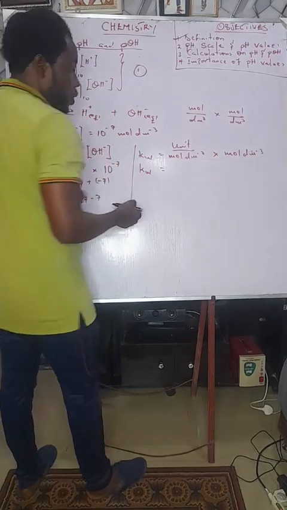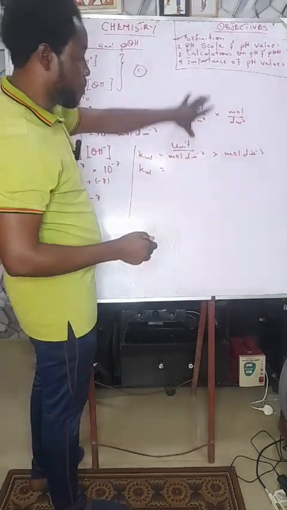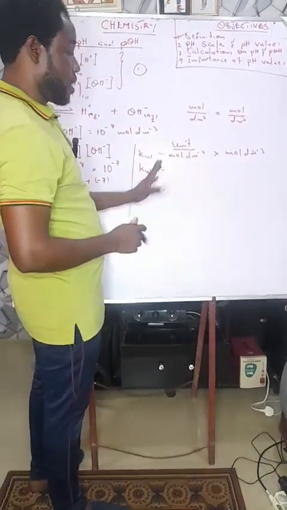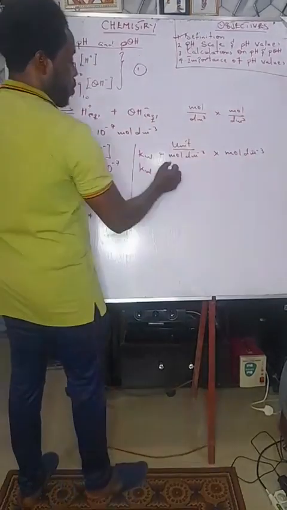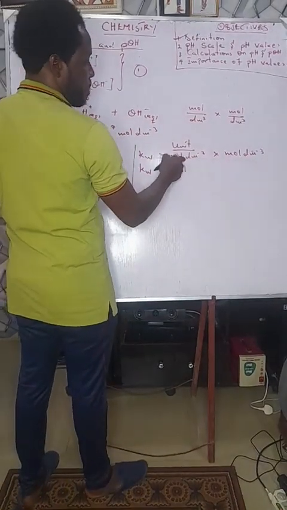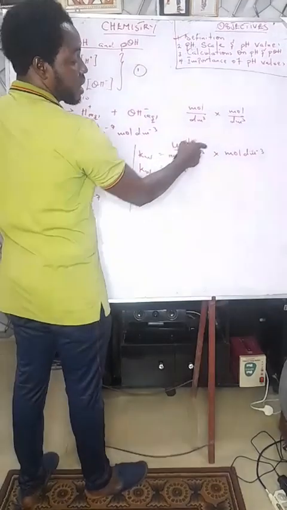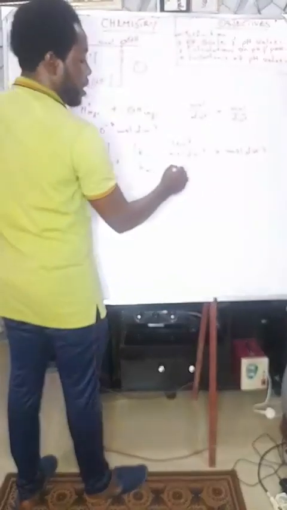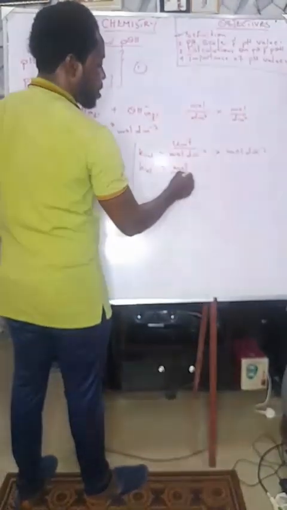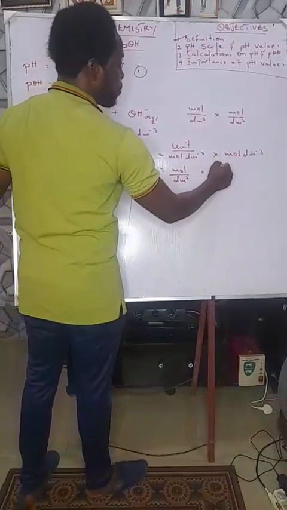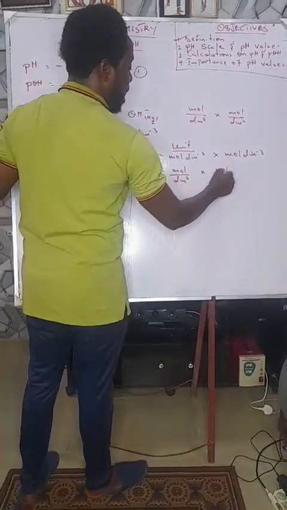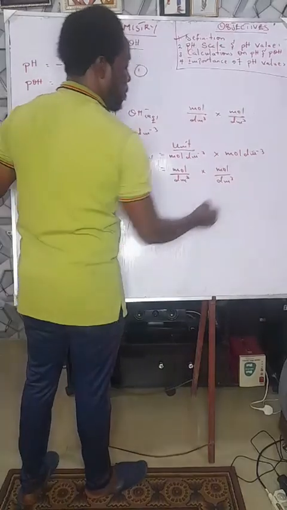Now, that's the meaning of this thing. This one I've written, that's the meaning. Or let me write it that way. We have mole per dm cube. That's the reason why I use minus 3. Minus 3 there is showing the power. This is mole per dm cube times this mole per dm cube.